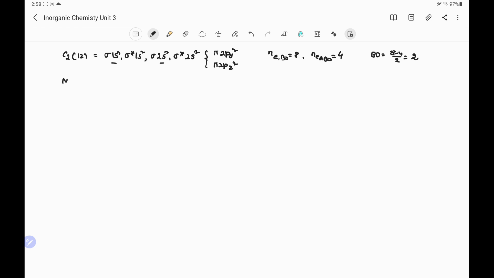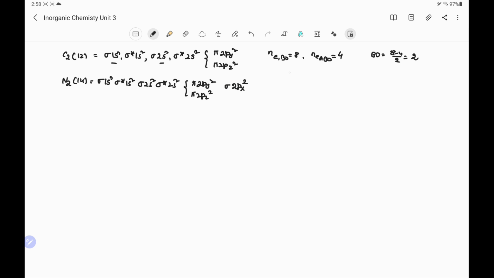On the same basis, we can also write for nitrogen. It has 14 electrons, and the configuration will be sigma 1s2, sigma star 1s2, sigma 2s2, sigma star 2s2, then pi 2py2 and pi 2pz2. This py and pz will have the same energy. They are the degenerate orbitals, and the next two electrons will go into the sigma 2px orbital, and it has the 2 electrons.